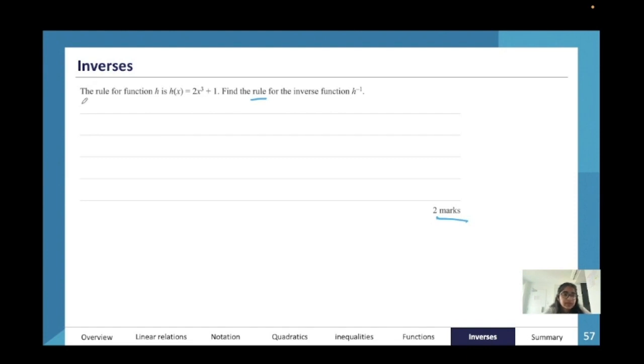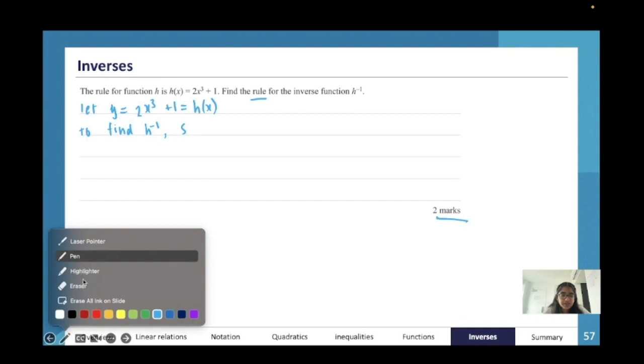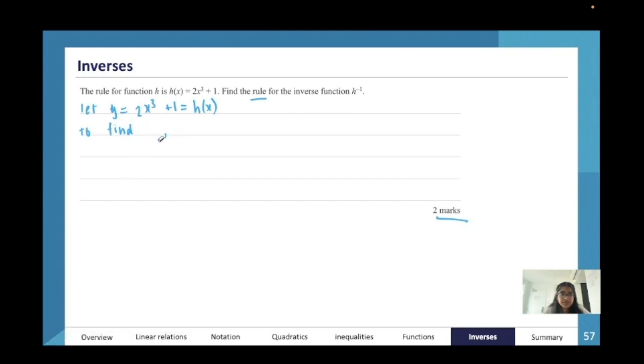So let's do it. First I'm going to write let y equals 2x cubed plus 1, which equals h of x. Or you can say let y equals h of x. You don't need to write all of that out. Next, to find the inverse. I think it's better to just write to find inverse.